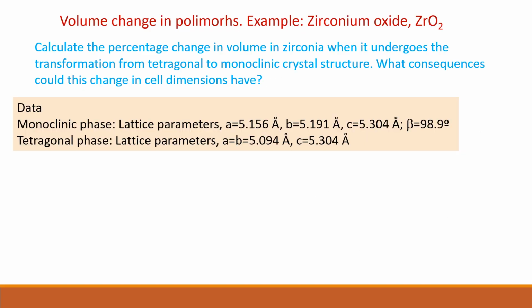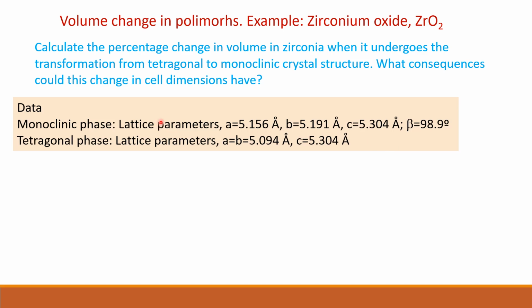So we are going to calculate the change in the volume in polymorphs. For instance, zirconium oxide. Zirconium oxide can have two different crystal structures. It can be either tetragonal or monoclinic. These are the lattice parameters for the monoclinic phase, and the lattice parameters for the tetragonal phase.